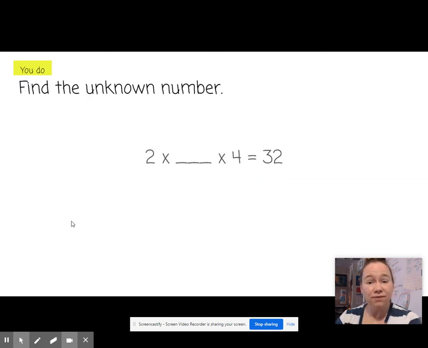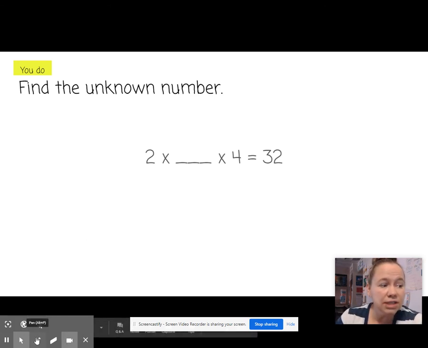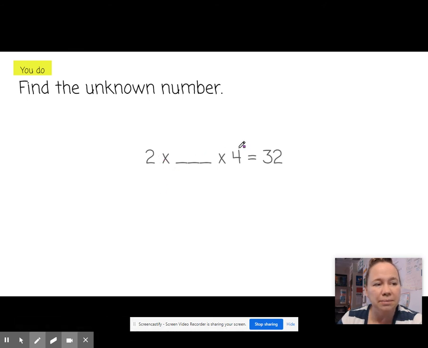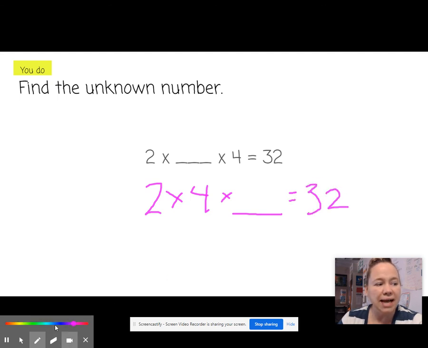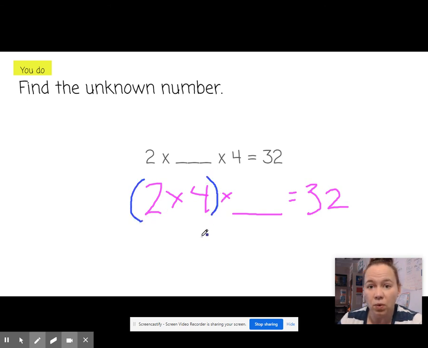Now they might have questions like this on your work today that say find the unknown number. And we can use the associative property to find the unknown number. So if I write it like this, 2 times 4 times something equals 32. Well, what this is really asking me to do is think of this 2 times 4 first. Well, 2 times 4 is 8. And 8 times what would give me 32?